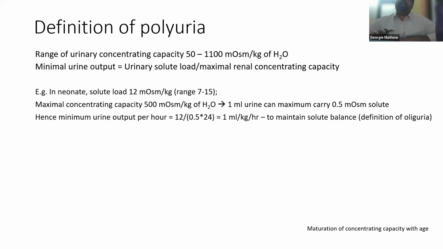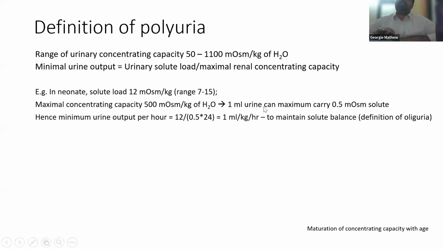So by calculation, the kidney has to mandatorily put out at least 1 ml per kg per hour in the homeostatic state. That means a normal amount of solute load, normal kidney function, normal renal perfusion, normal glomerular function are available. Then the kidney, appropriate for that age, will produce at least 1 ml per kg per hour. Hence, the definition of polyuria in units is less than 1 ml per kg per hour.